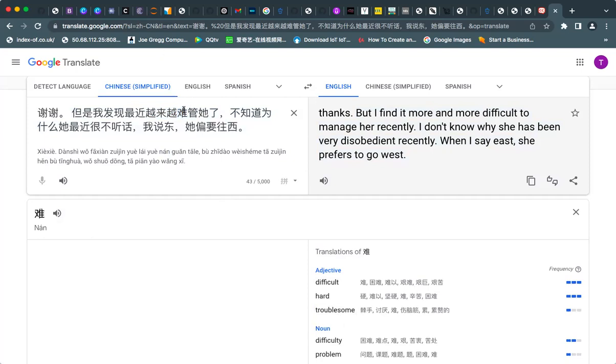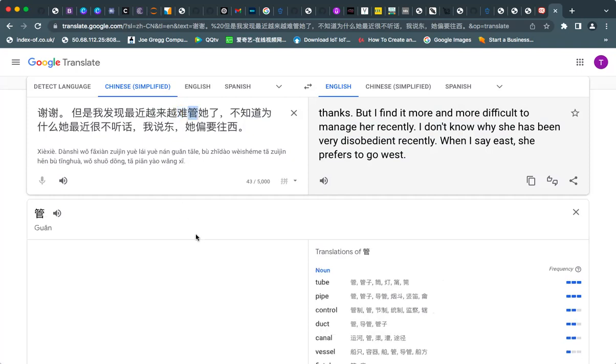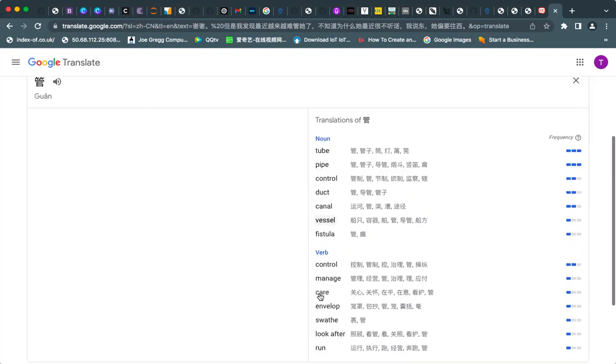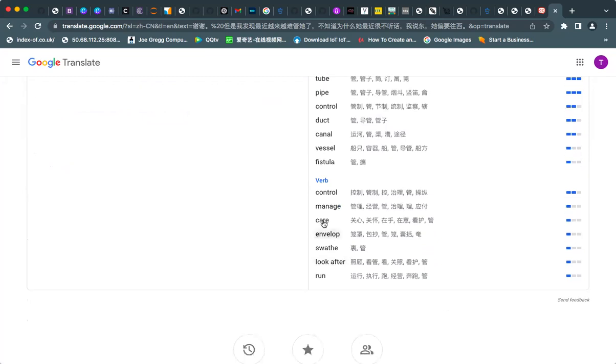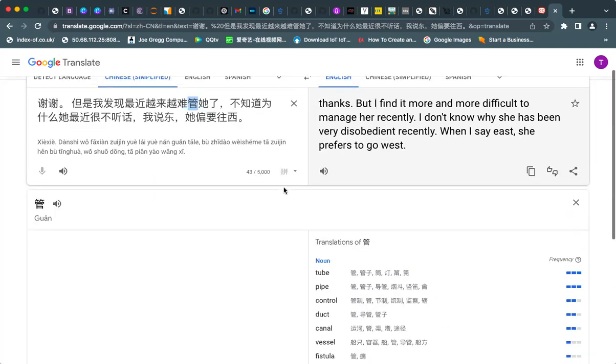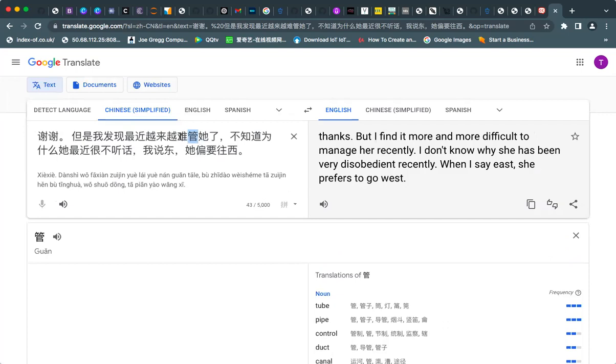But this one is to do with discipline. Should be guan. So we have manage. I think we just take manage for this one. It could also mean discipline, okay? Nan guan, difficult to manage. So you will, like, nan guan ta la. 但是我发现最近 you will like, nan guan ta la.